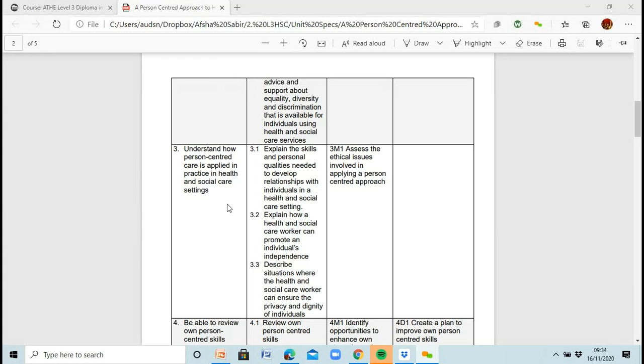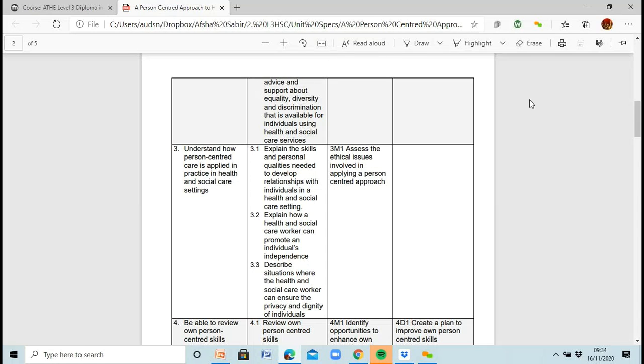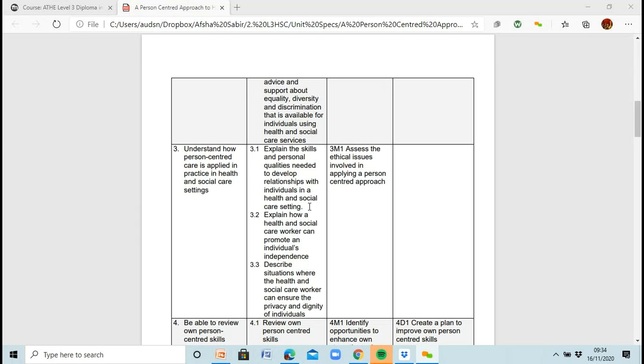Right, so LO3, we're going to be looking at understanding how person-centered care is applied in practice in health and social care settings. On LO3, we actually have 4 assessment criteria that we'll be covering. So the first one is 3.1, explain the skills and personal qualities needed to develop relationships with individuals in the health and social care setting.